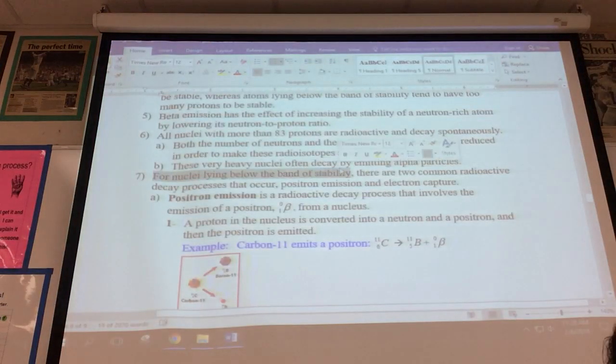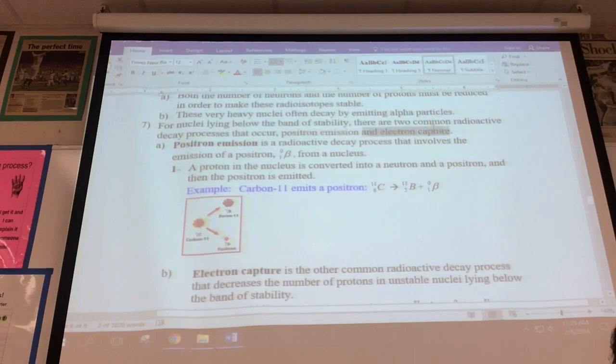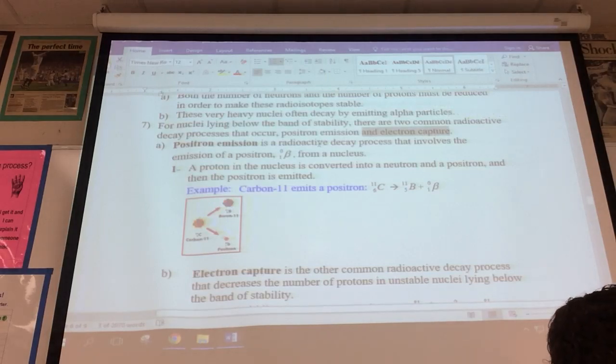Now for atoms lying below the band of stability where that ratio of neutrons to protons is less than 1 to 1, there are two common radioactive decay processes that occur. One is positron emission. When you emit, you are releasing, so that particular radioactive particle will go on the right side of the equation. And you also can capture an electron. Now when you capture something, you surround it, you grab it. So with capture, it goes on the left side of the equation, and I'll show you both examples.